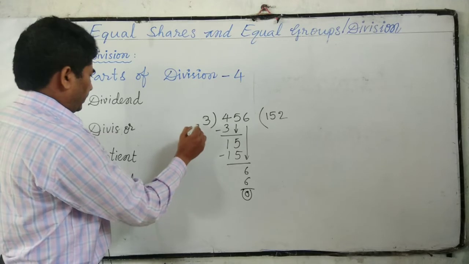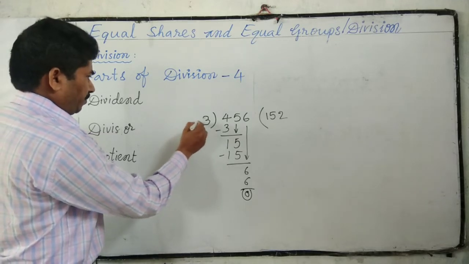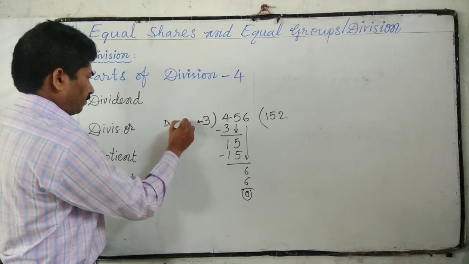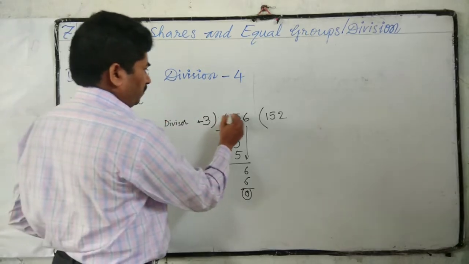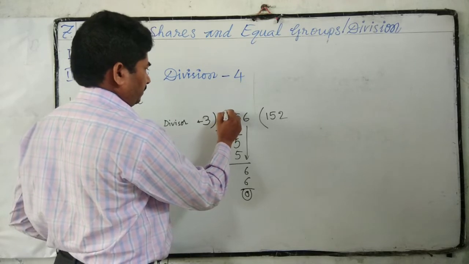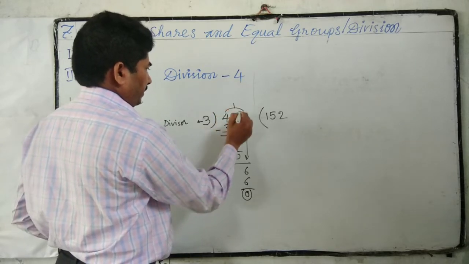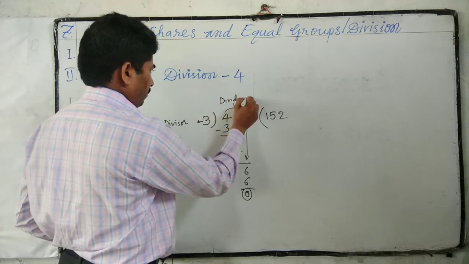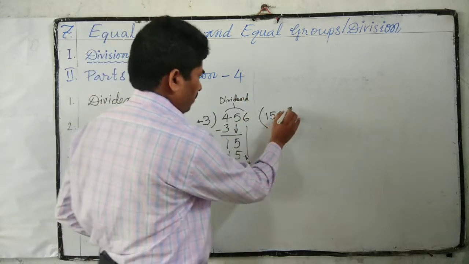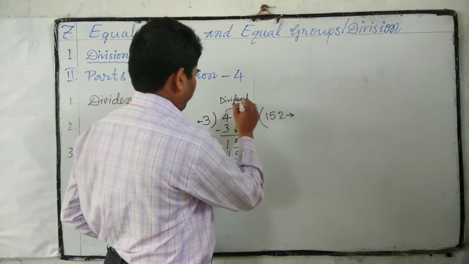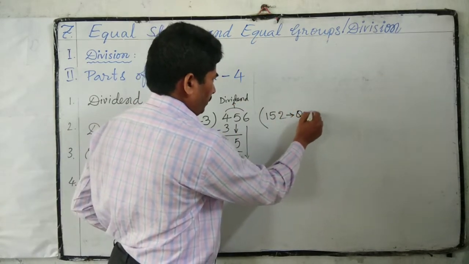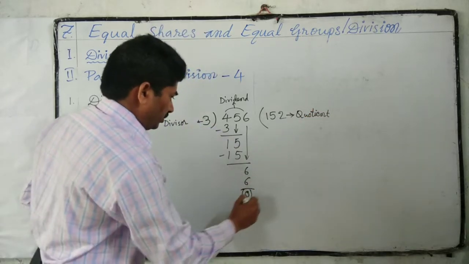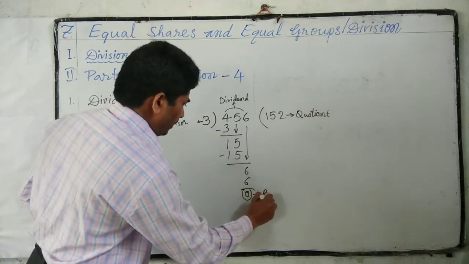So in this, 3 is the divisor, 456 is the dividend, 152 is the quotient, 0 is the remainder.